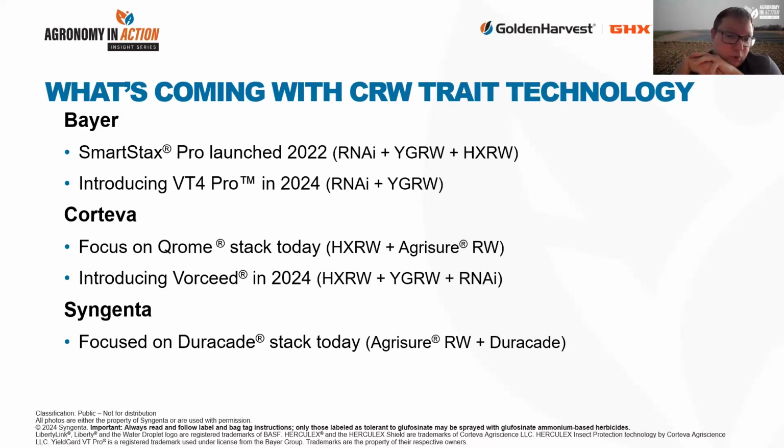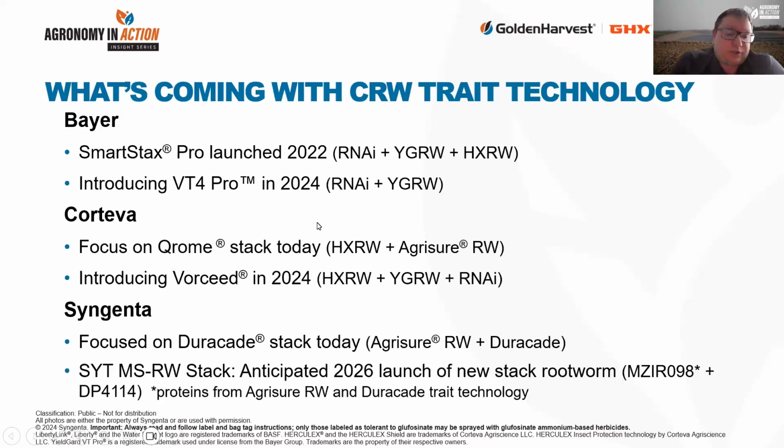So what about us? We're clearly, and have been since 2017, 2018, focused on our Duracade stack that combines our Agrosure rootworm trait with our E-Cry Duracade trait. But we are going to be making a step forward as well in the next couple of years. We are going to offer, which I'll talk about in more detail on the next couple slides, an as yet to be named trait stack. We call that internally MSRW for multi-stack rootworm. We anticipate launching this the year after next. It is in our late stage testing for the first time this year in a number of different hybrids.